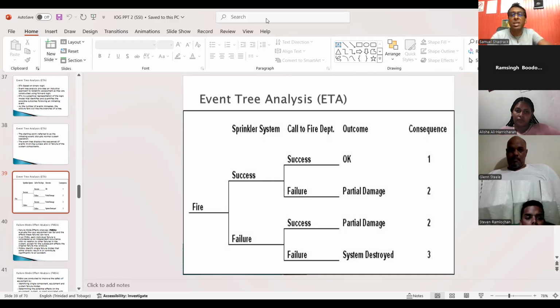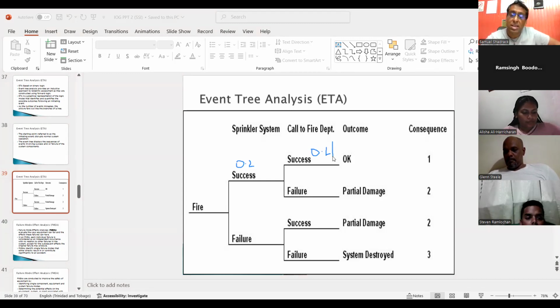Like they will say the probability, which I don't foresee, right? They say the probability of the sprinkler system working, they'll give you a figure like 0.2, right? That'll be in the question because you wouldn't be able to dream up your own numbers. The call to the fire department, they will say probably that's like 0.4, right? If they ever ask to calculate the probability of success, what you have to do is multiply these figures to the top here.